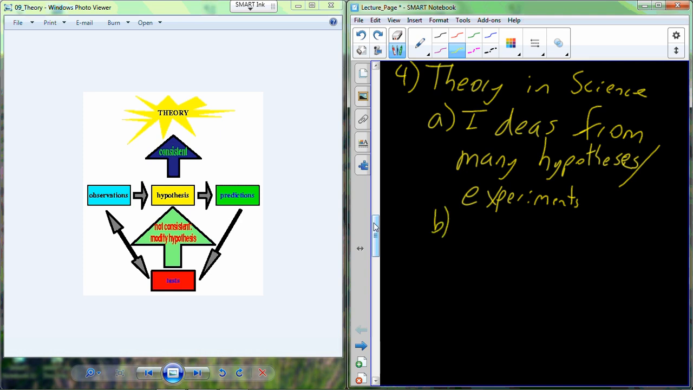A theory needs to be comprehensive. So it needs to be this comprehensive collection of everything that went well, went right in experimentation before you can really begin to consider something a theory.